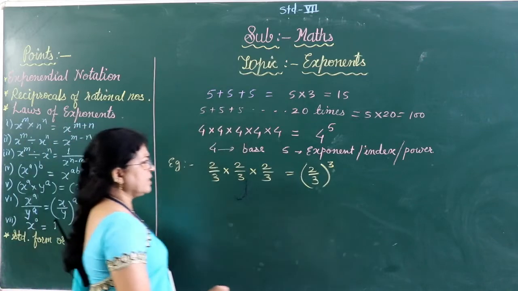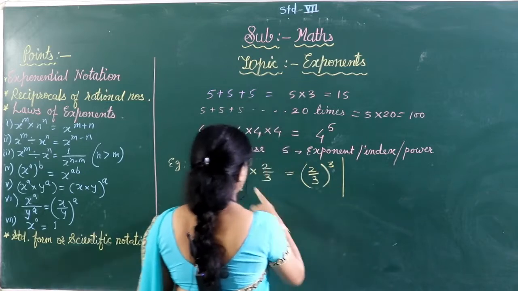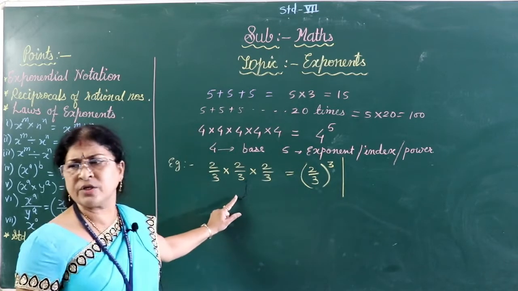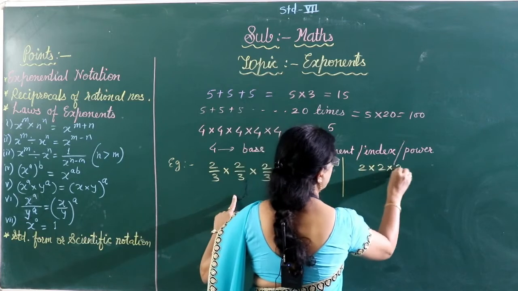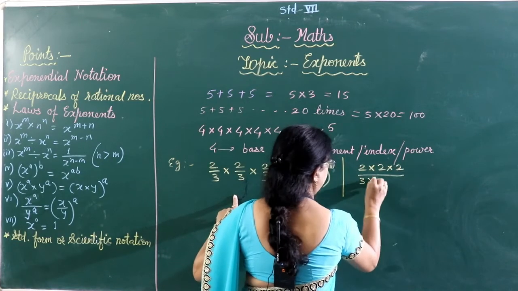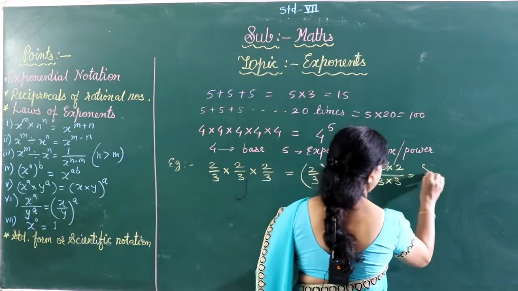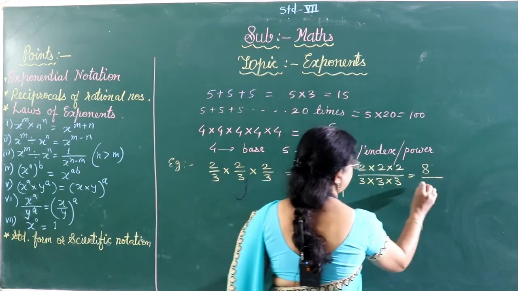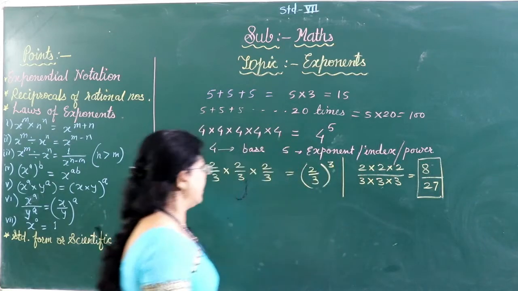Now we can solve this. This is the exponential notation, but if I tell you to find the answer of this, how will you solve it? 2 into 2 into 2 upon 3 into 3 into 3. So what will you get? 2 twos are 4, 4 twos are 8, upon 3 threes are 9, 9 threes are 27. This is your answer. You got a positive answer, right?